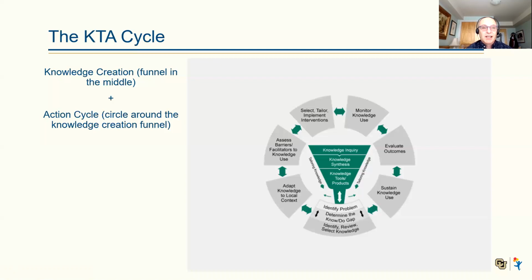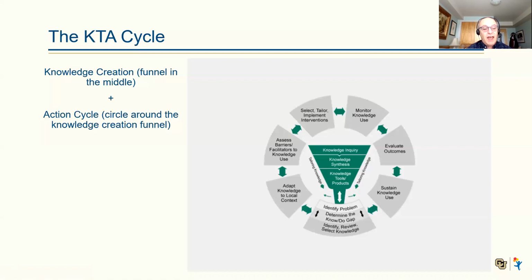But if they decide, yep, we have a problem, there's a gap, and we want our practice to be more in line with the evidence, then you move to the next phase, which is adapting or customizing the evidence to the local context. So if it was a practice guideline, what do you need to do to the practice guideline to actually make it work in your context? You can't change the recommendations because they're based on evidence, but how you deliver them might be slightly different from place to place, for example.